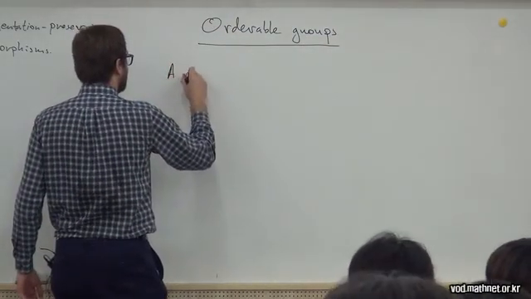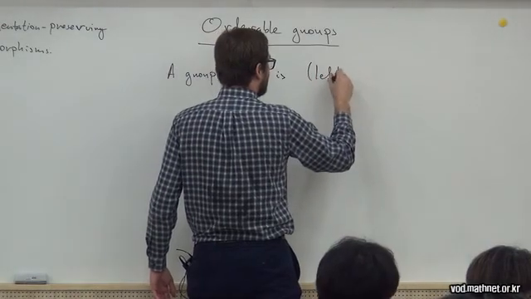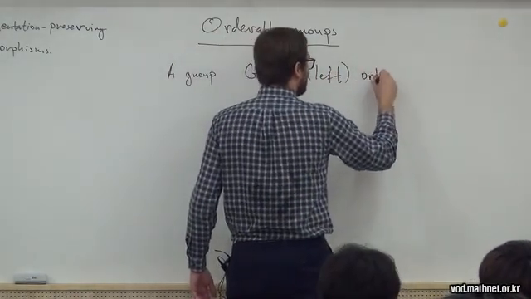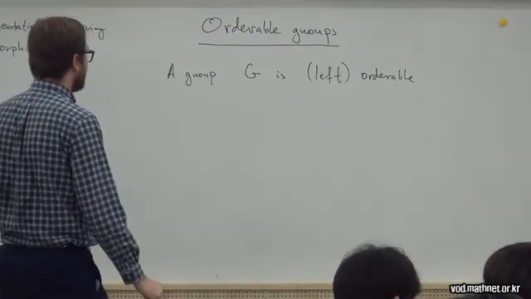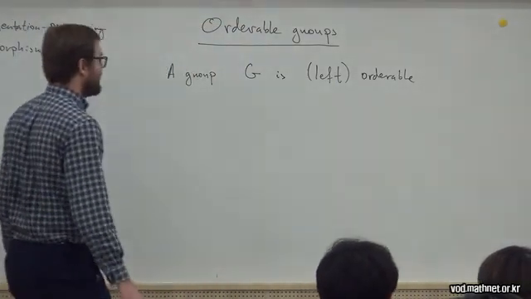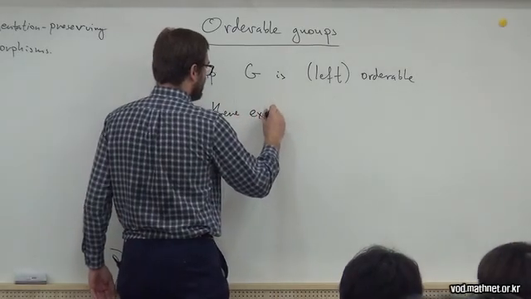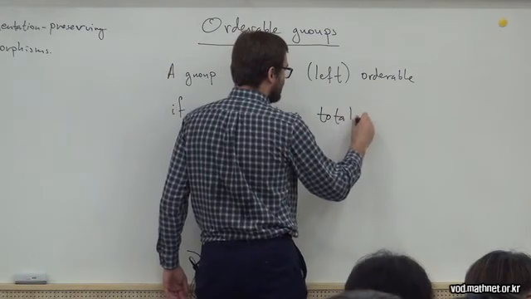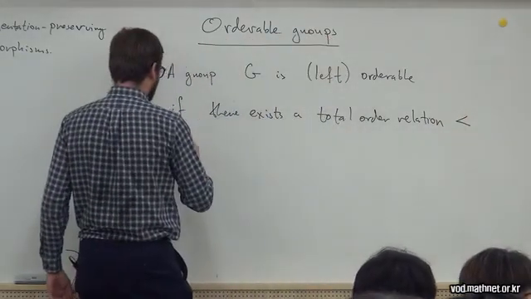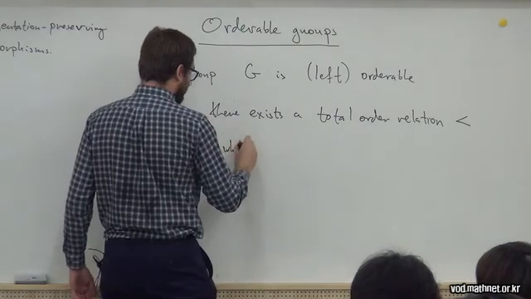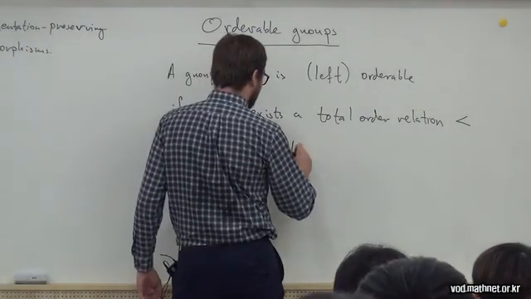So a group G is, in general, I'll take left orderable. One can define an analogous theory of right orderable groups, and the theories have the exact same amount of richness. So if there exists a total order relation less than on G, which is somehow compatible with the group structure of G, so which is left invariant.